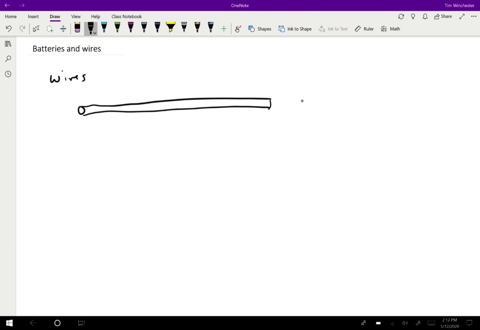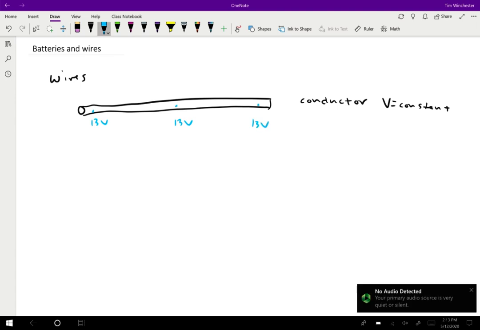All right, and so we had some rules that we developed for conductors. And the most important one for the purpose of electric circuits is that the potential on a wire is constant. Okay, so I don't know what it is, but whatever it is, it's the same everywhere along the wire. So maybe it's like 13 volts at every different place. So 13 volts here, 13 volts here, 13 volts here. Okay, that's the rule for conductors.